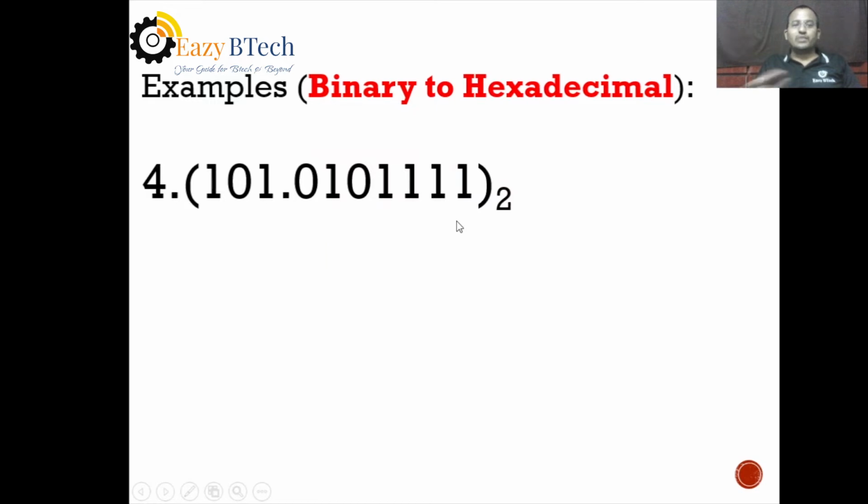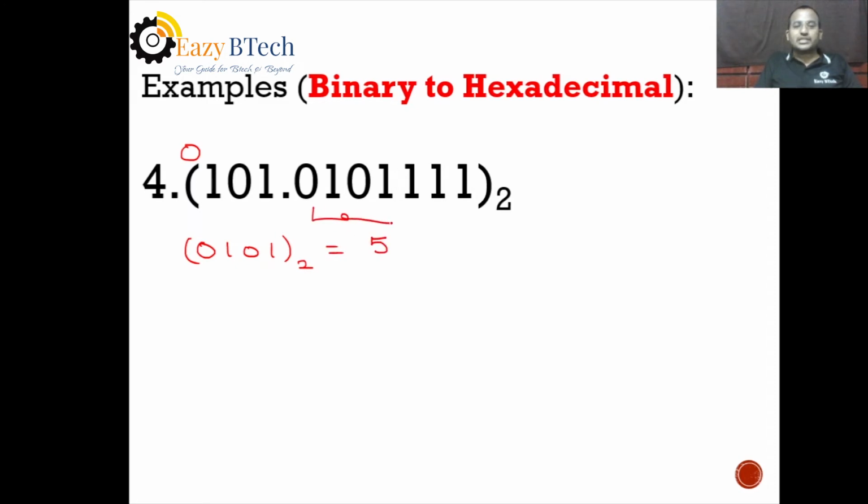Then you will see one more example. This also has the integer part as well as the fractional part. The integer part has only 3 bits, so we will append a 0 at the leading end. So this will become 0, 1, 0, 1. The corresponding hexadecimal equivalent for 0, 1, 0, 1 is 5.